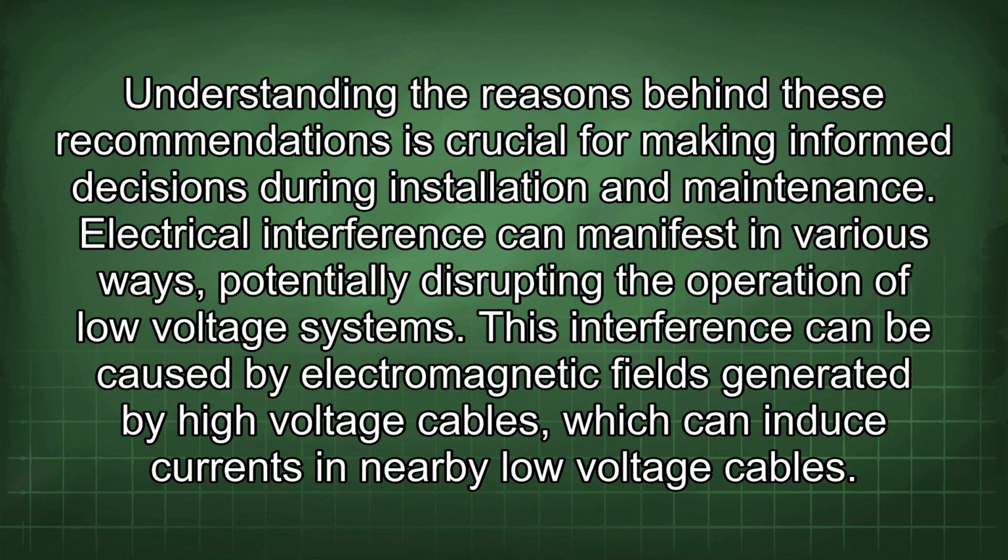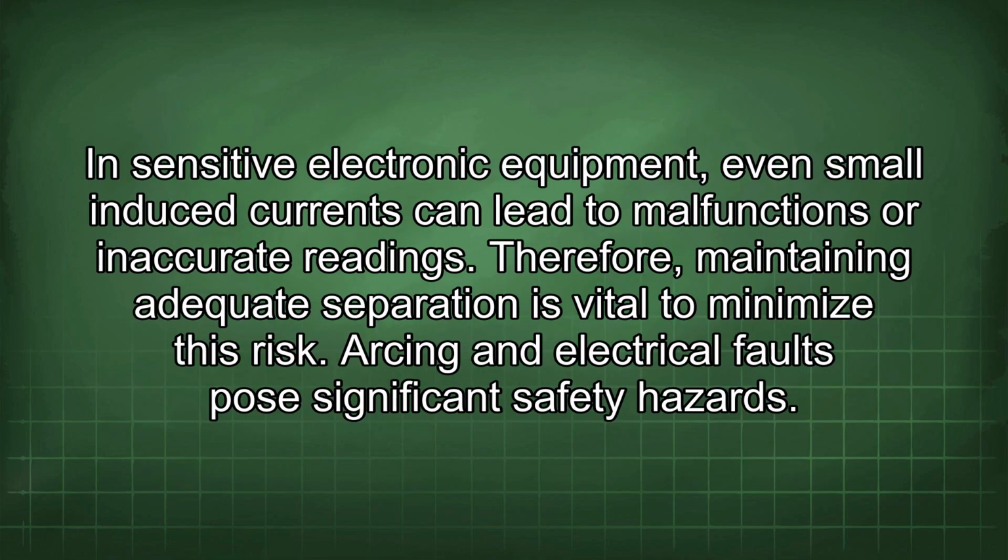Understanding the reasons behind these recommendations is crucial for making informed decisions during installation and maintenance. Electrical interference can manifest in various ways, potentially disrupting the operation of low-voltage systems. This interference can be caused by electromagnetic fields generated by high-voltage cables, which can induce currents in nearby low-voltage cables. In sensitive electronic equipment, even small induced currents can lead to malfunctions or inaccurate readings. Therefore, maintaining adequate separation is vital to minimize this risk.